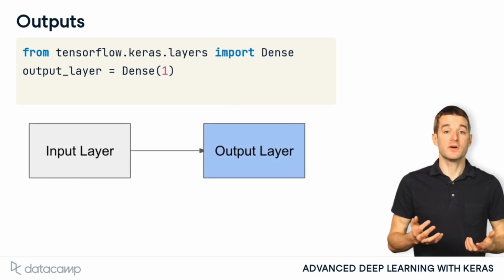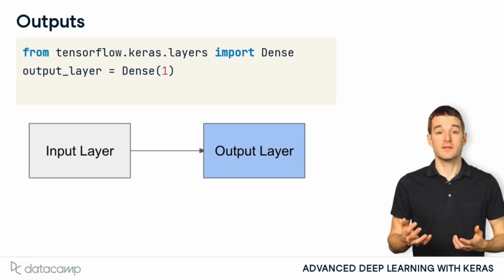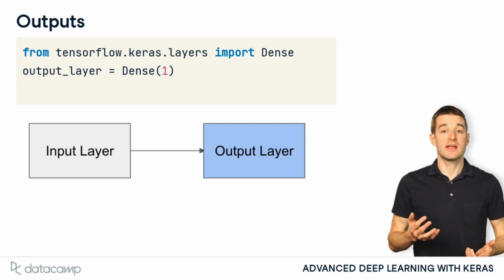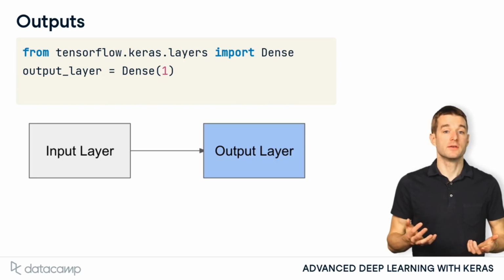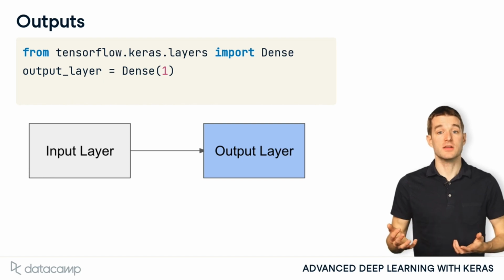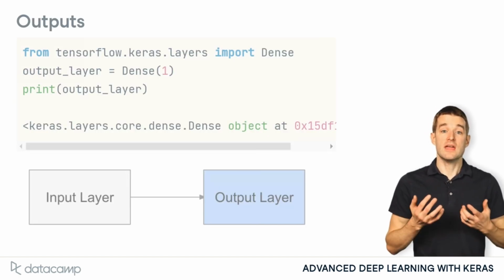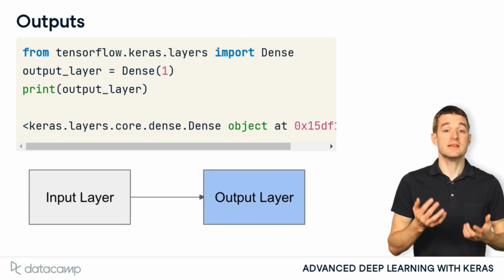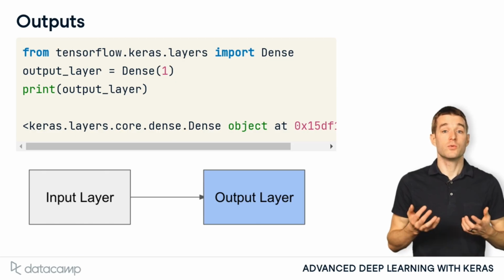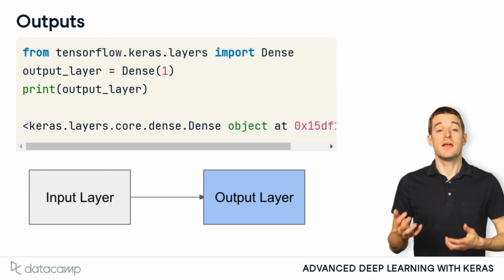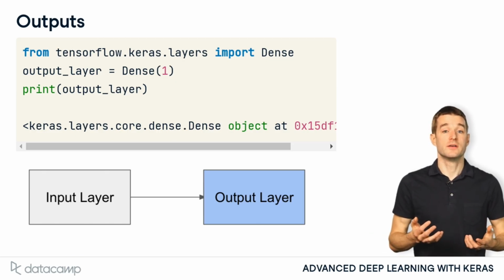Now that we've defined our input layer, let's define the output layer. Outputs in Keras are most commonly a single dense layer, which specifies the shape of the expected output. In this case, we are expecting our model to predict a single value, so we pass 1 unit to the dense layer. If you print the output layer, the result is not a TensorFlow tensor. It is a function, which takes a tensor as input and produces a tensor as output.